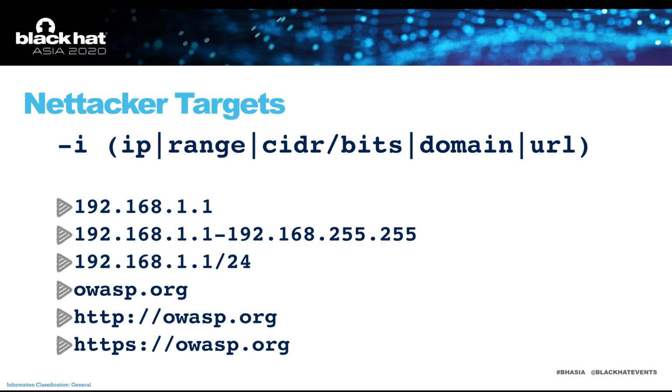There are various ways how you can define Nettacker targets. So using the -i command line switch, you can specify a single IP address. You can also specify an IP address range. You can also specify a CIDR subnet. You can also specify a domain name or a specific URL. So here are the examples. You can define a single IP address. You can define a range of IP addresses with a start and end IP address, a CIDR range, a domain name, or a specific URL, which can start with HTTP or HTTPS.